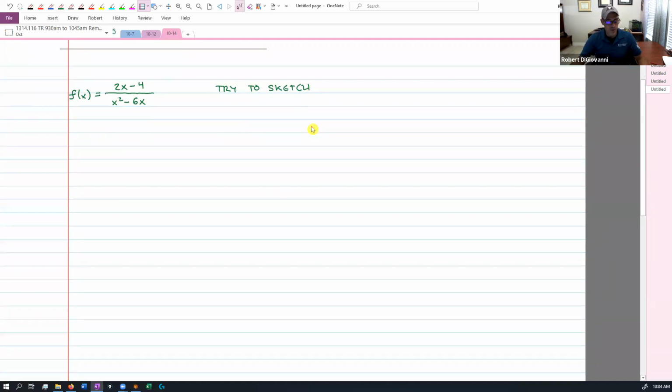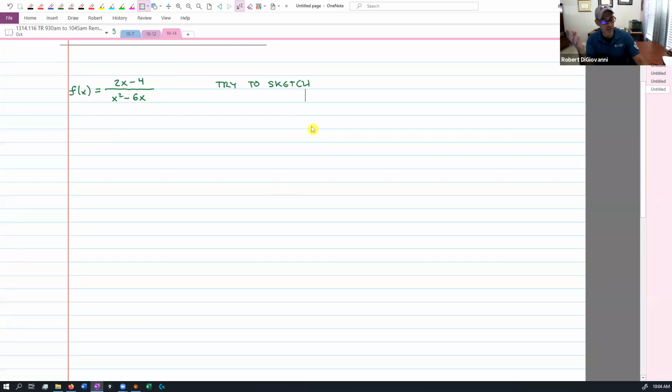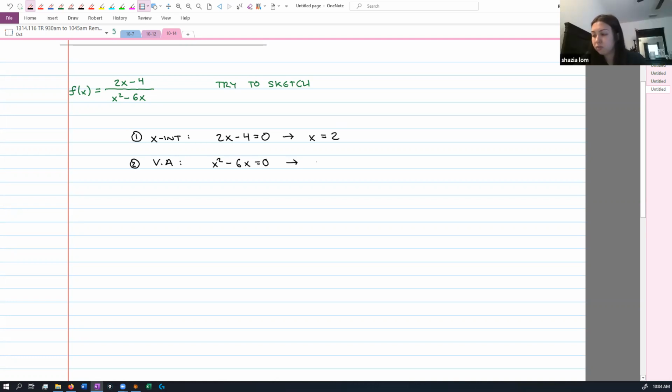Okay. So let's go through some things we know, right? The first thing I know is the x-intercepts. That you can get by setting the numerator equal to 0. And if you did your homework, you should have got that x was 2. The other thing I know is that I can find the vertical asymptotes. That was your homework, right? And for that, I set the denominator equal to 0. And who wants to tell me the solutions they got here? 0 and 6. 0 and 6.